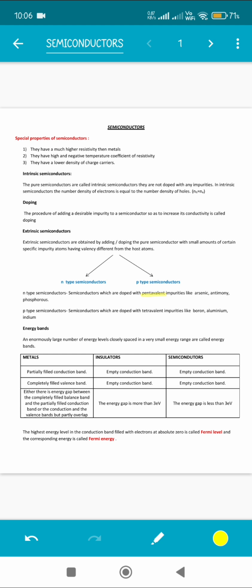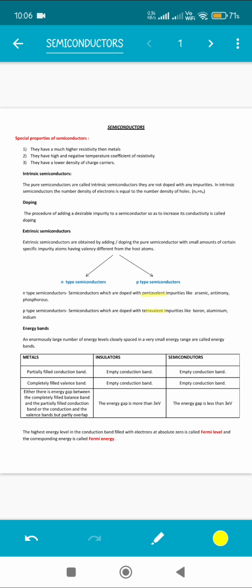What are such examples? Arsenic, antimony, phosphorus. Now talking about P-type semiconductors, semiconductors which are doped with tetravalent impurities, that means which have 4 electrons in the... I guess it's a little bit wrong, it should be trivalent impurities. Please make the correction. I will correct the PDF once again. So trivalent impurities, that means the outermost shell consists of 3 valence electrons. Examples of such impurities are boron, aluminium, indium.